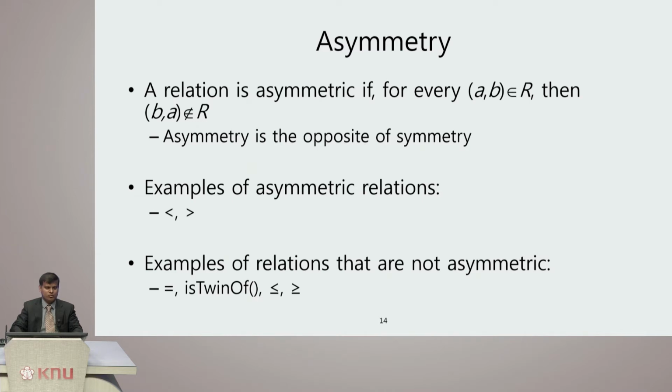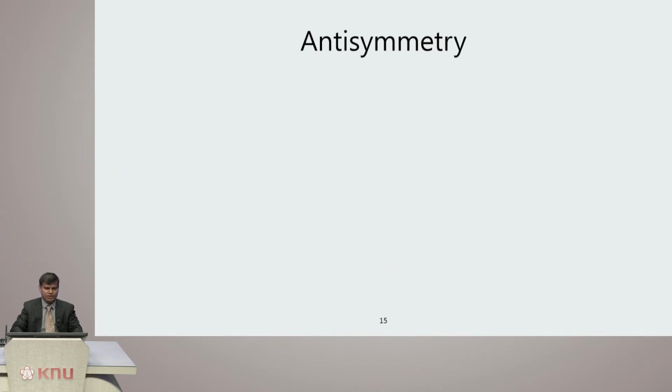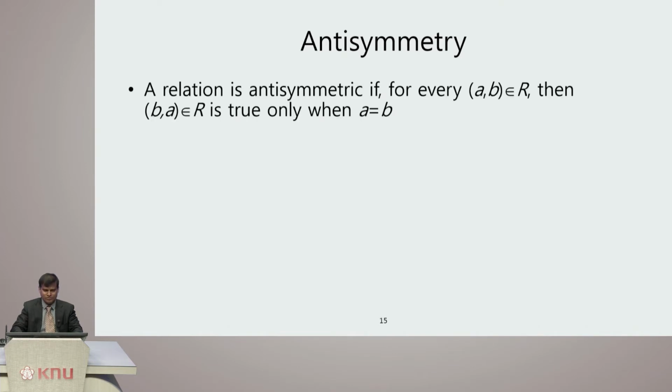Okay, since we have talked about symmetric and asymmetric, next is a quite interesting part, which is antisymmetry. What is the difference then? A relation is antisymmetric if for every (A, B) an element of R, then (B, A) is also an element of R is true only when A equals B.